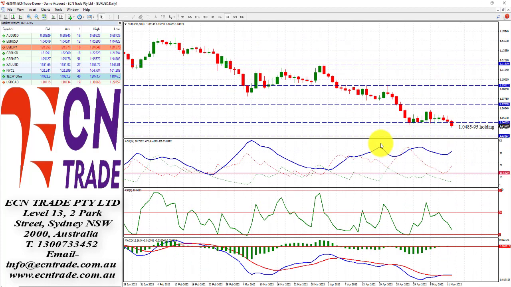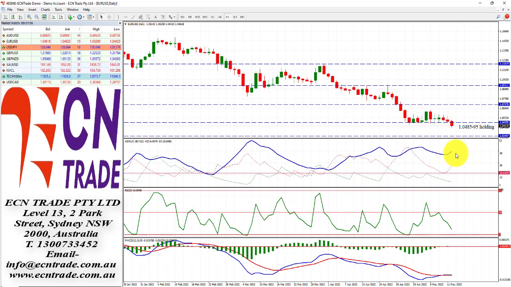Well, as I mentioned, the dollar index, which measures the greenback strength against a basket of 6 major currencies, has rallied and refreshed its 20-year highs. The euro has finally caved in and taken out the level of 104.85. The break now exposes the region of 103.40.60 as a measured move, where I've highlighted it here.